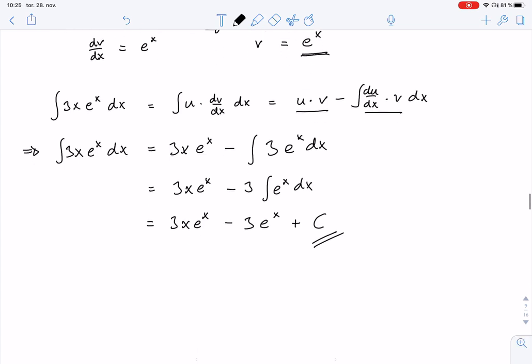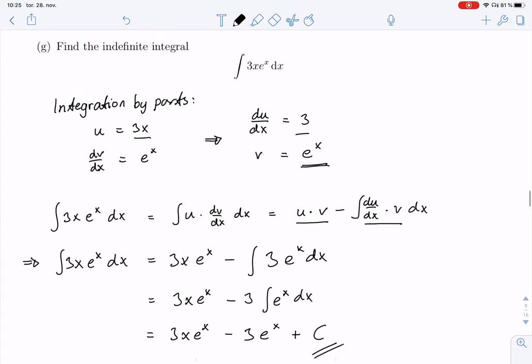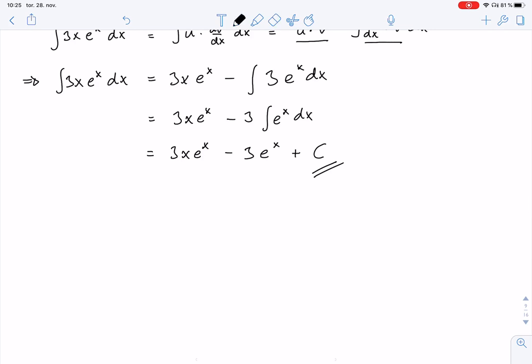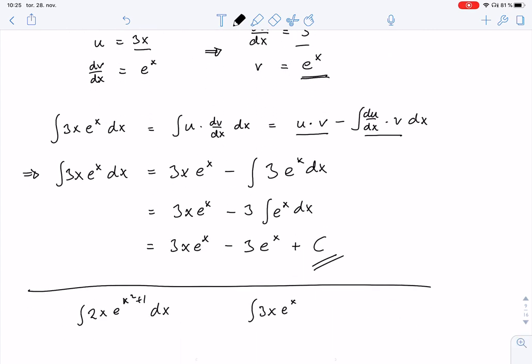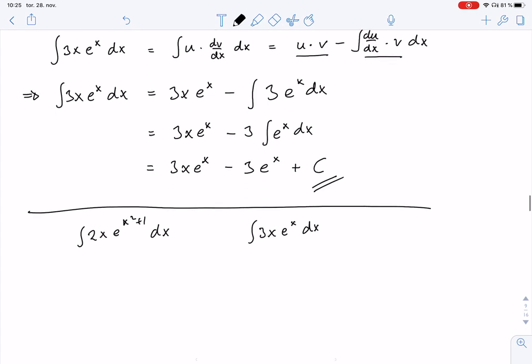You could ask, just on a side note, why did I use integration by parts here and not in the last question? So just on a side note here. What makes the integral of 2x e^(x squared plus 1) dx different from 3x e^x? Why do we use substitution here and integration by parts here?